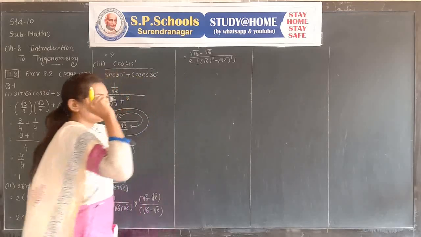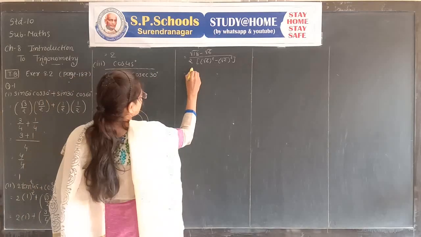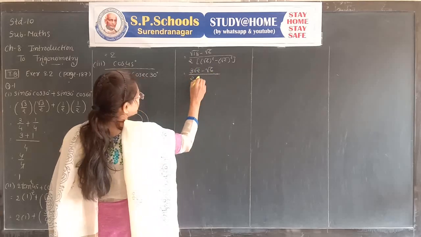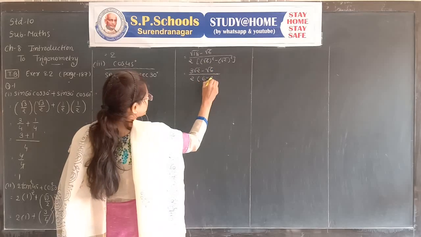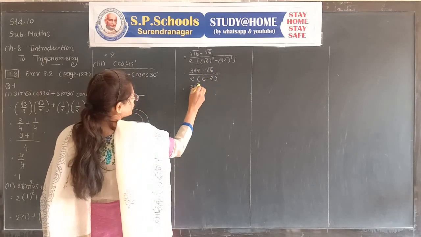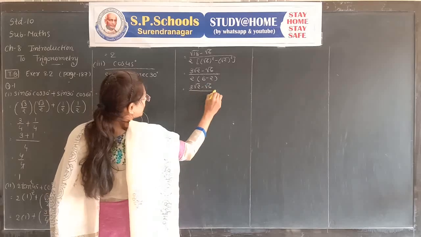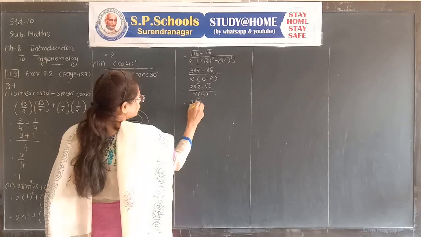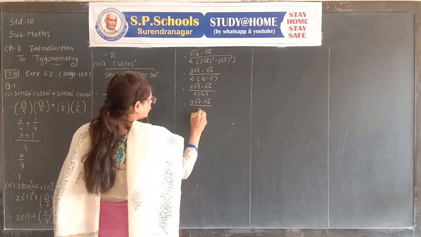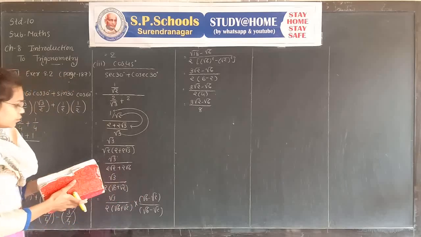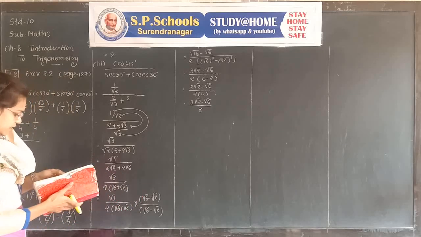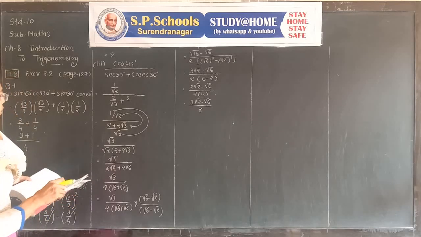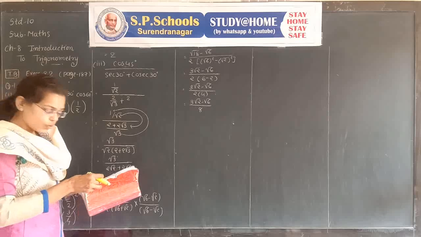Root 18, is a square root possible? Yes. 9 2s are 18, so it is 3 root 2 minus root 6 upon 2 into bracket 6 minus 2, which equals 3 root 2 minus root 6 upon 6 minus 2, which is 4. So 3 root 2 minus root 6 upon 2 4s are 8. 3 root 2 minus root 6 upon 8 is the value of cos 45 upon sec 30 plus cosec 30.